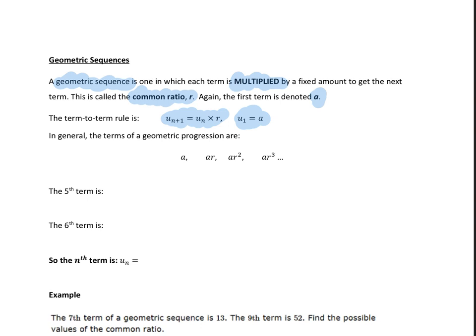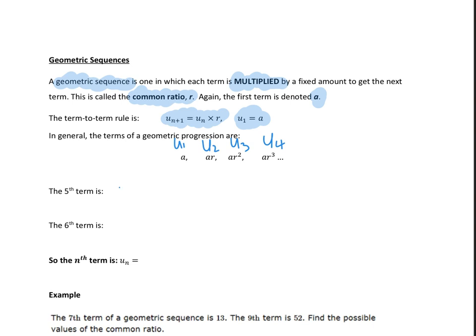So the first term would just be A, the second term would be AR, the third term would be AR squared, the fourth term would be AR cubed, etc. Now it says multiplied, but equally could be divided by a number. So remember, dividing by 2 is the same as times by half. Dividing by 5 is the same as times by a fifth. Dividing by half is the same as times by 2.